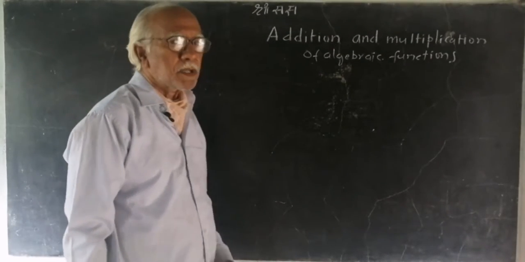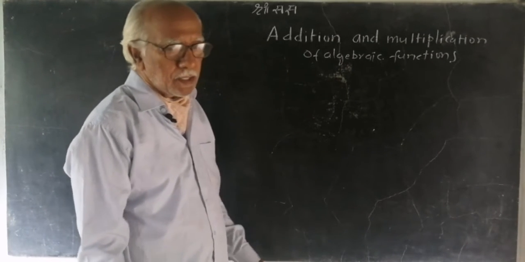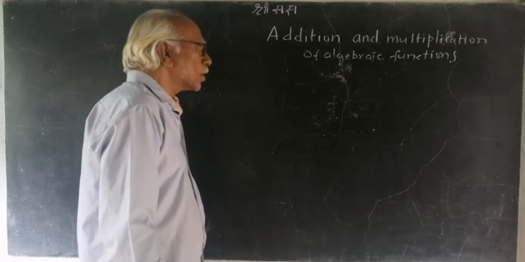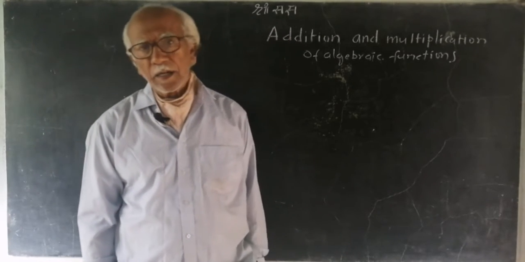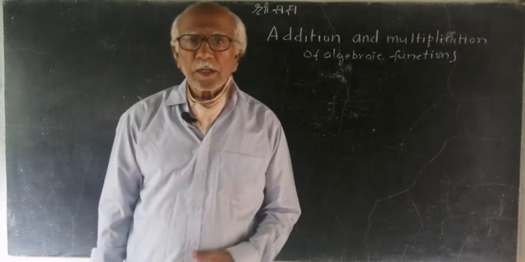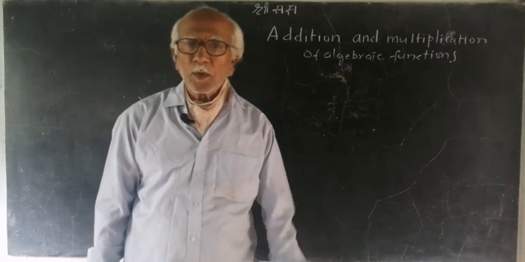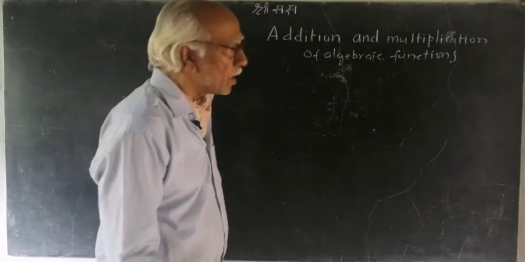Addition and multiplication of algebraic functions. So, yesterday we went through those particular rules. Two algebraic functions can be added if they are like terms. What are like terms? If they have the same variable with the same index. Same variable with same index.